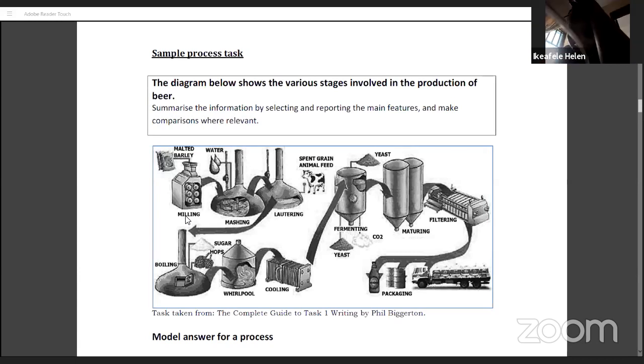Now, from the milling to matching to loitering, then it goes to boiling, then to the whirlpool and to cooling, before it goes to fermenting, maturing, filtering, and packaging. But you just went like this. If you do that in your explanation, you are not going to get it right. Do you understand? You need to be careful. You need to watch the diagram very well. Whatever data you have been given, watch it well.